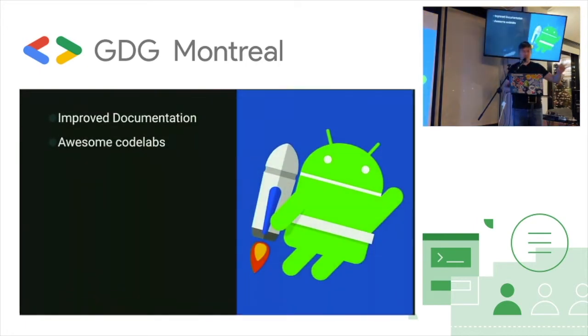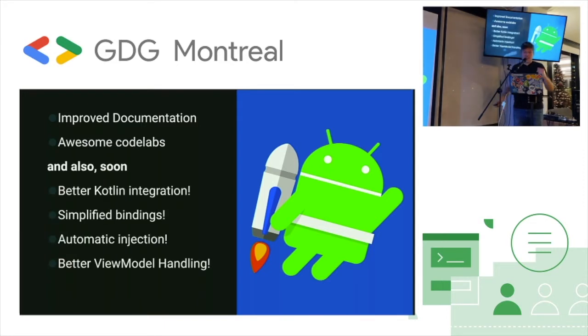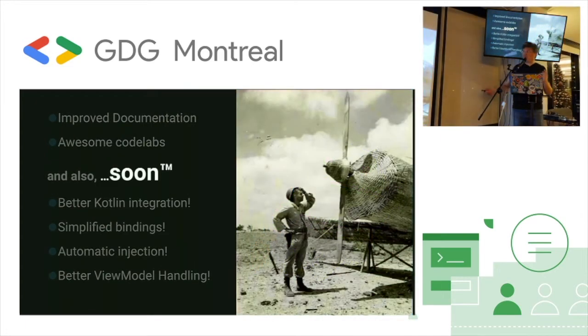But no worries, everybody. Dagger is going to get simpler, and that was the big news at ADS. We already had improved documentation and awesome code labs that were released right on the day of the summit. And we're going to have some super exciting stuff like better Kotlin integration, simplified bindings, automatic injection, better view model handling. There's even constructor injection coming, which we were talking about a few seconds ago. So this is really cool stuff, except for a small problem, right?